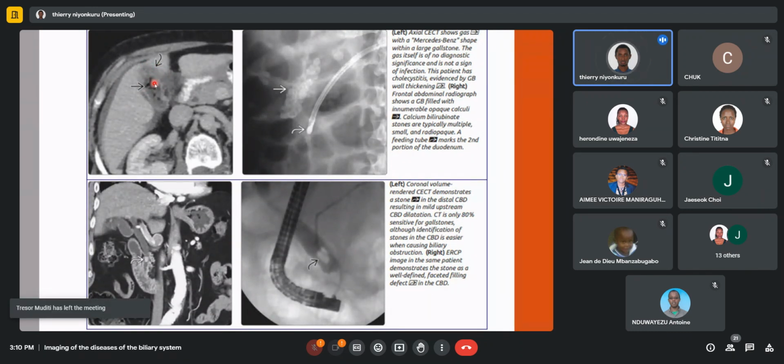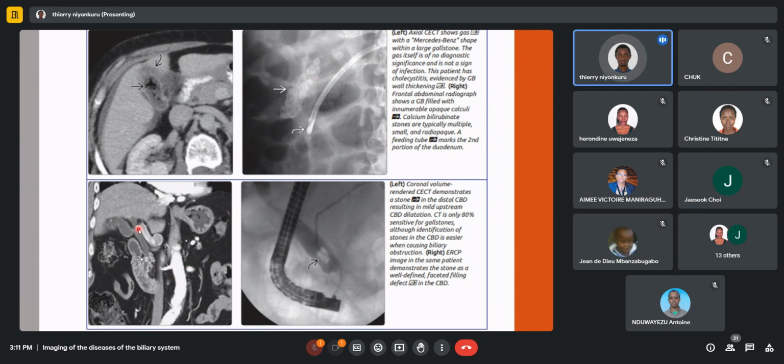Which is also suggestive of gallstone on CT. On this plain radiography, we can visualize the NG tube, but we can also visualize these radiopaque stones, which are fused, mainly filling the gallbladder. We can visualize them, and we can also conclude gallstone on plain radiography.